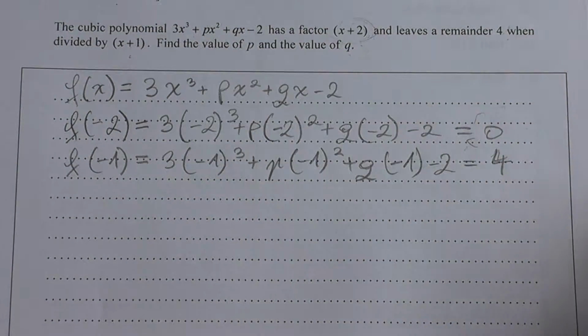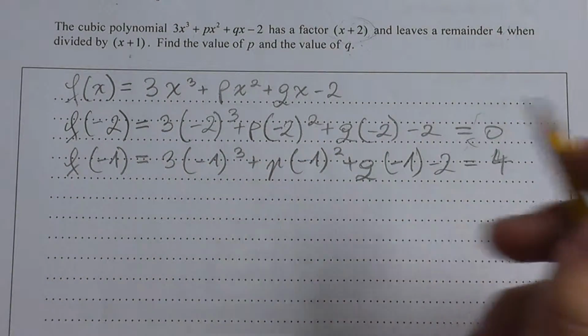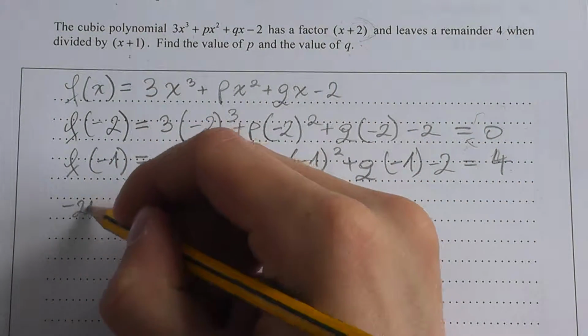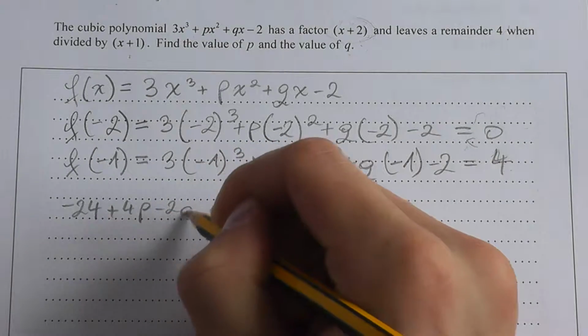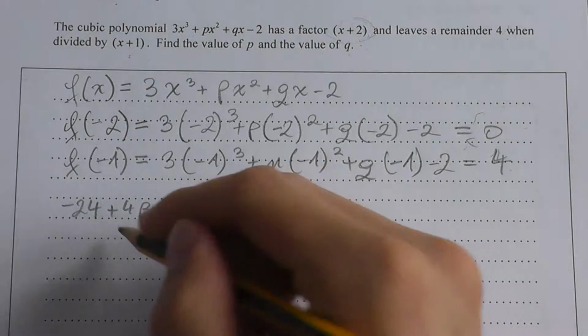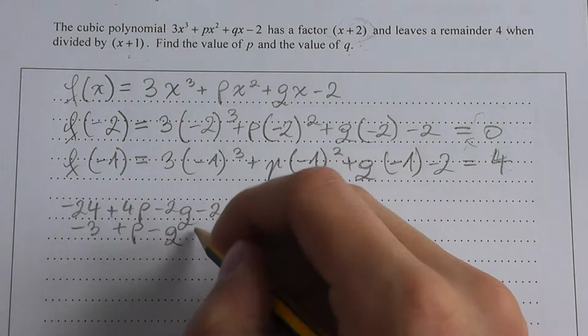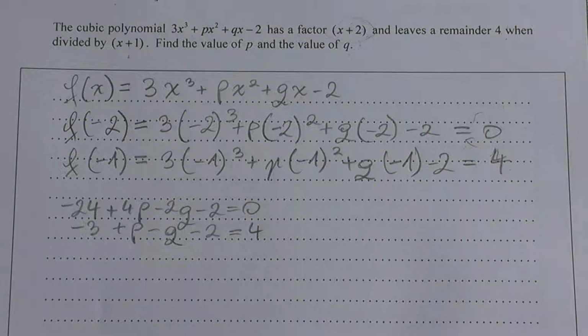That's the remainder. Now we have two equations, and let's just simplify this a little bit so that we know what we're dealing with here. The first equation is going to be minus 24 plus 4p minus 2q minus 2 is equal to 0. And the second equation is going to be minus 3 plus p minus q minus 2 is equal to 4. Now this is just simultaneous equations.